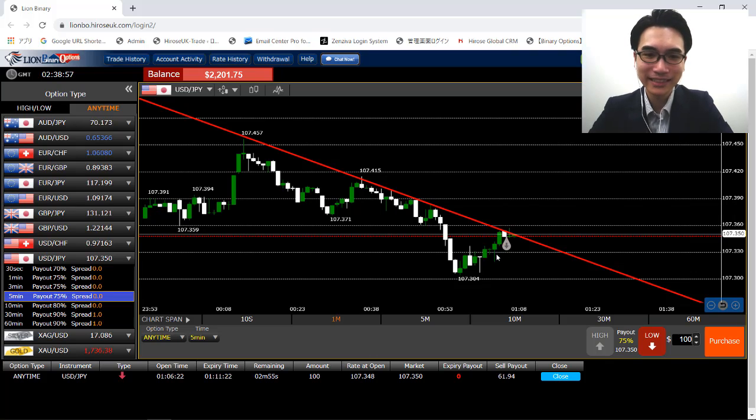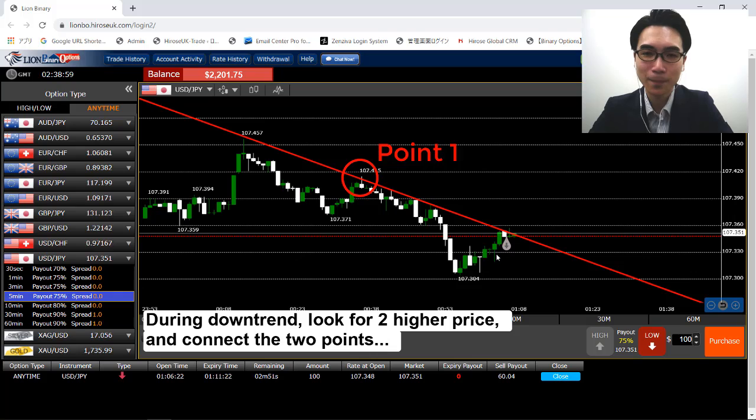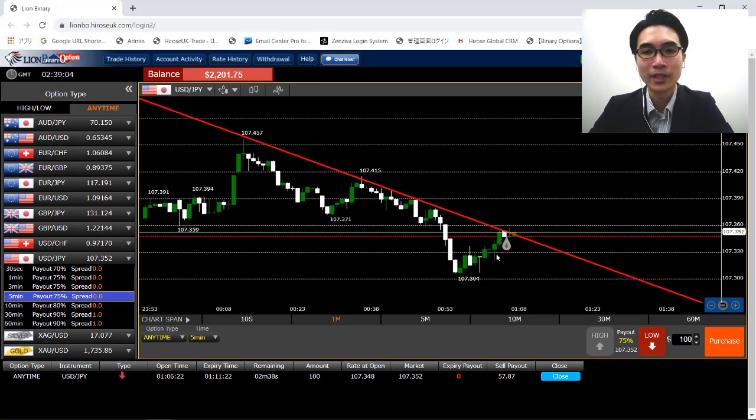Right, again, just a reminder on how you can look for a trend line. Within a downtrend, you need to look for two higher highs, which is this point here and this point here. Click on both points and then you have your trend line. It might take you a bit of time to get used to it, but once you do, this simple method is going to be really profitable.